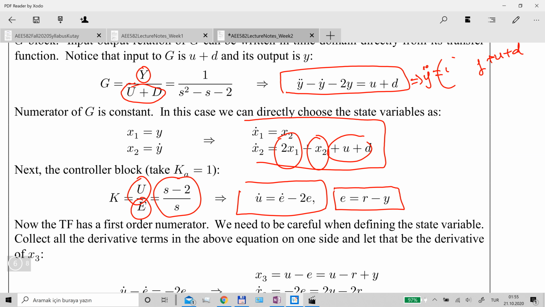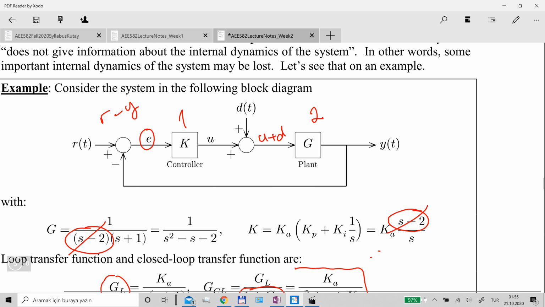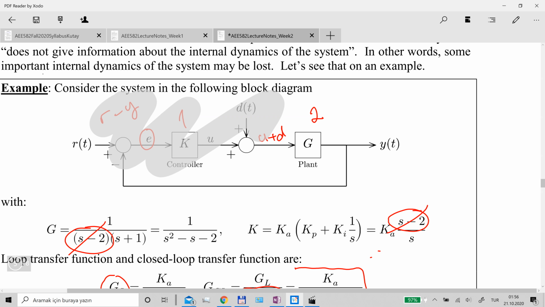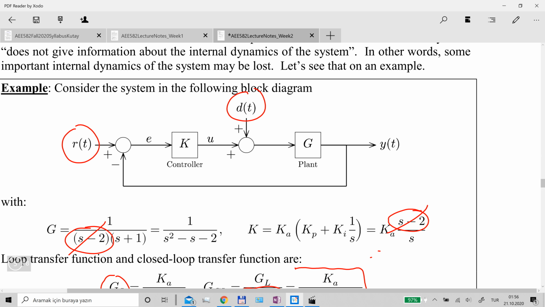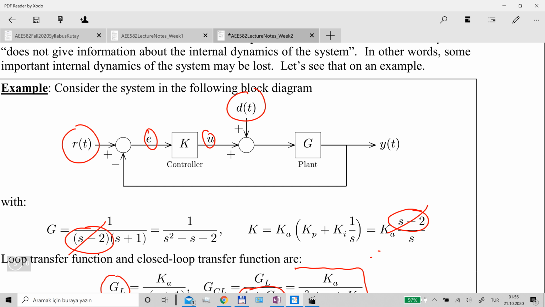Let me just point out that our goal here is to write the model in terms of external inputs only. When you look at this block diagram, let me just clean this a little bit. There are two external inputs to this system. One is the reference command, the other one is the external disturbance. And these other signals, E and U, are internal to the system. So when I write the state space model, I need to get rid of these internal signals, and the only input should be the external inputs. Okay, so this is important.